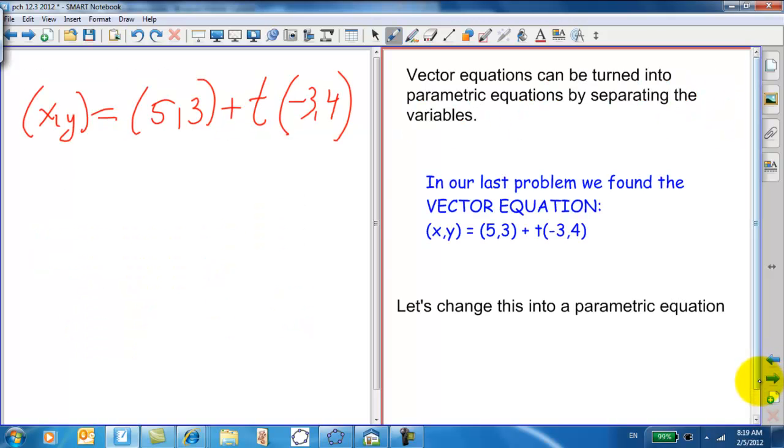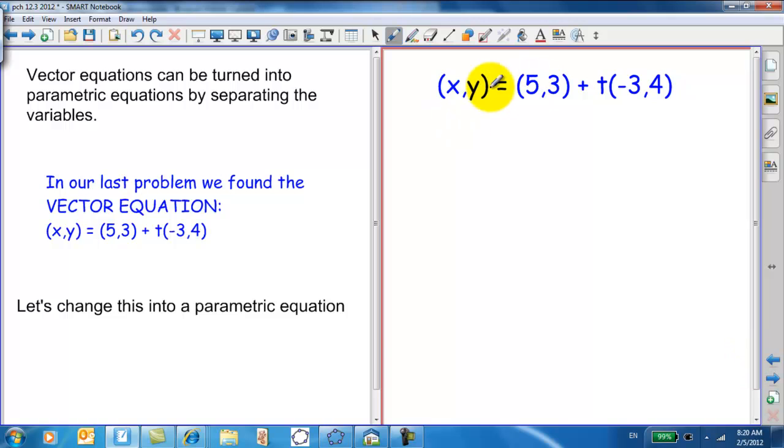Now, vector equations can be turned into parametric equations by separating the variables. We had this vector equation last time, (5, 3) plus t times (-3, 4). Let's change this into a parametric equation by separating out the variables. And some kids just do this all at once.